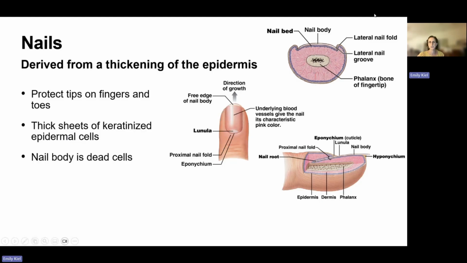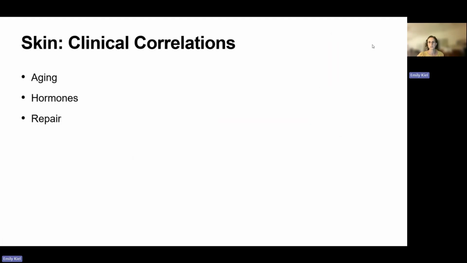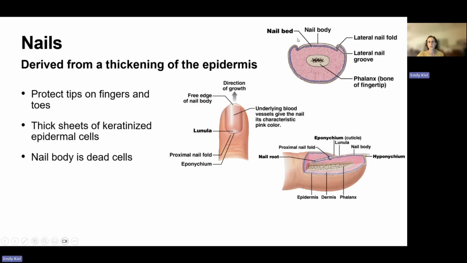If we look at the image up here, you've got the nail bed, which the nail body rests on. The nail body is those dead folds, and then you've got your lateral nail folds that kind of come over the edge. This underlying blood vessel is going to give the nail its pink color, and you have the lunula down here. That's that little crescent. A lunula comes from luna or lunar, like the moon, looks like a little moon. Your eponychium is going to be your cuticle. And then you've got your proximal nail fold as well.